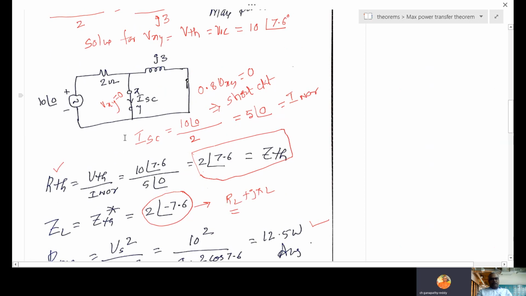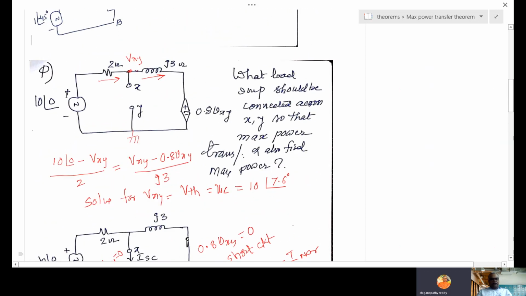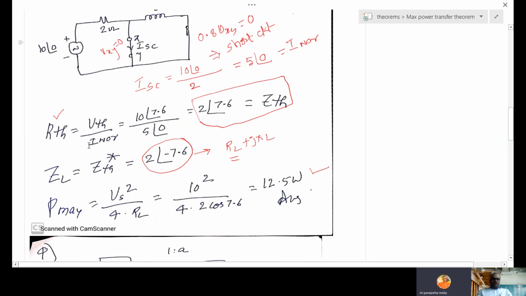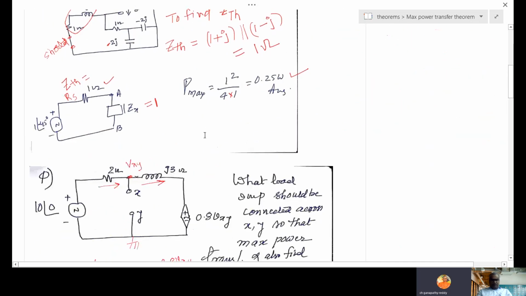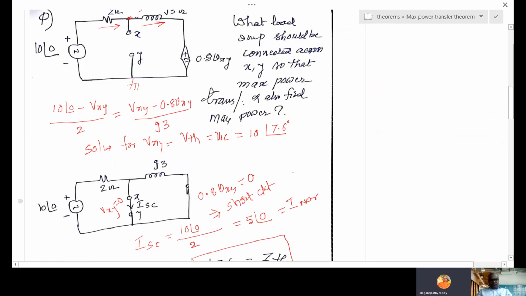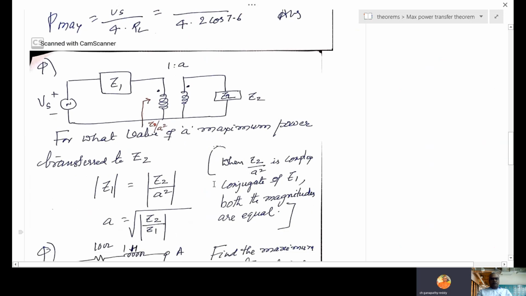In this, indirectly, we applied Thevenin's second category, and the maximum power transfer second condition also. In the first problem, the first condition was applied; in the second problem, the second condition is applied.